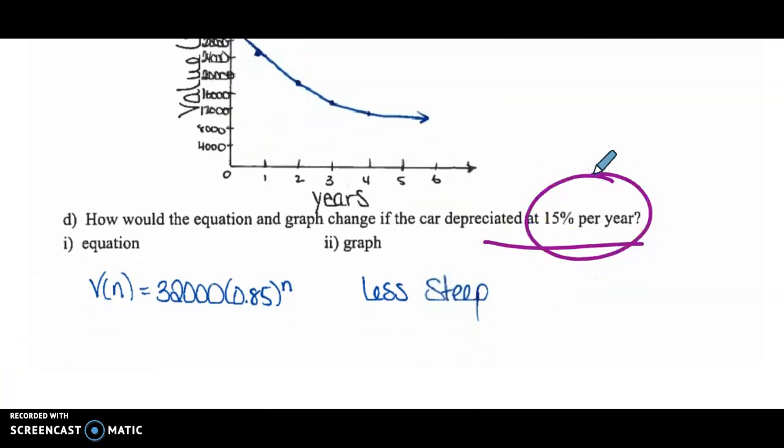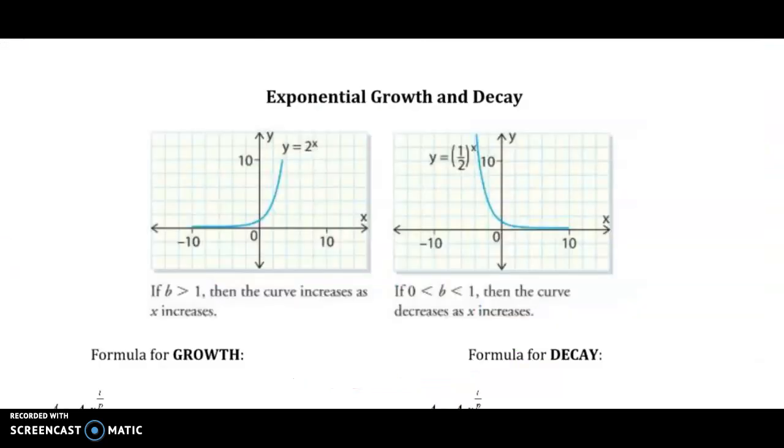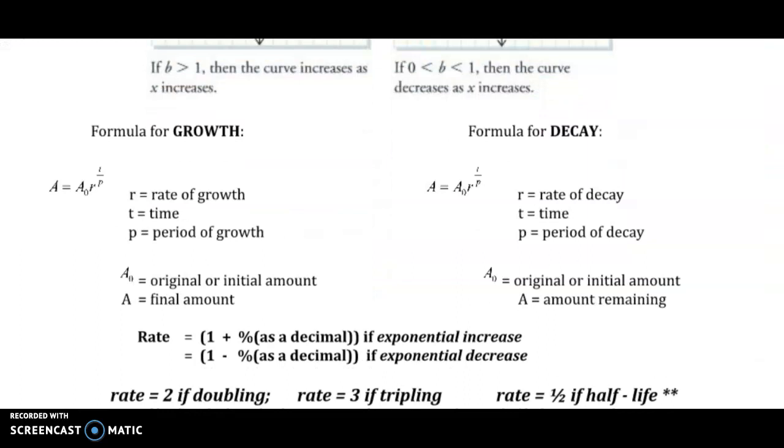Well, let's do this question. If it decreases at 15% per year, then that means 85% remains. And if 85% remains, that goes here. Your initial value is still that, and that's that. And then let's do some of the word problems together. Or actually, let's look at this real quick, and then we'll do the word problems.